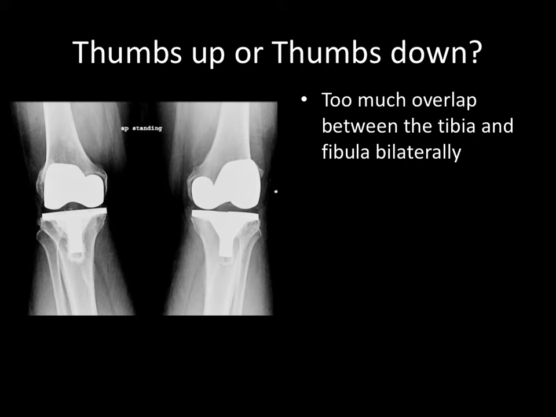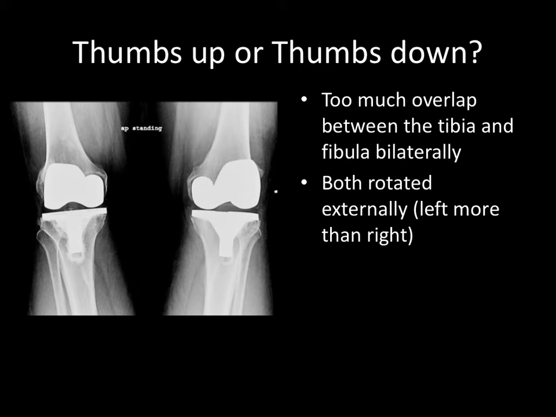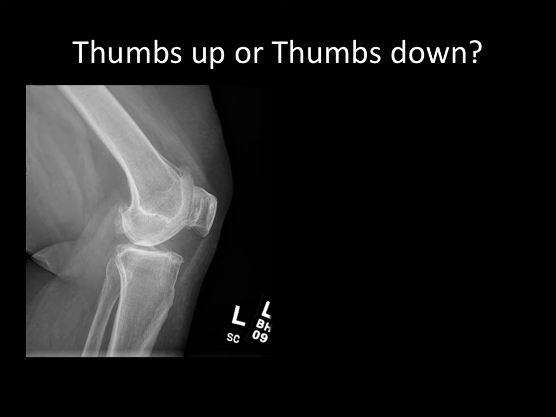There's too much overlap between the tibia and fibula on both sides. Both knees are externally rotated, but it's worse on the left side. And we can tell that because the notch is not symmetric and the tibial component is not symmetric. So if we were to repeat the view to correct this, we would just internally rotate the knee. Second case.